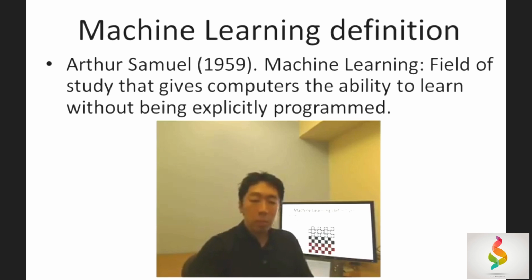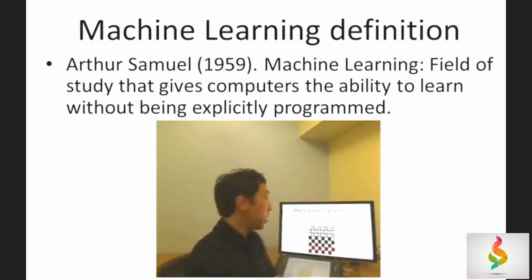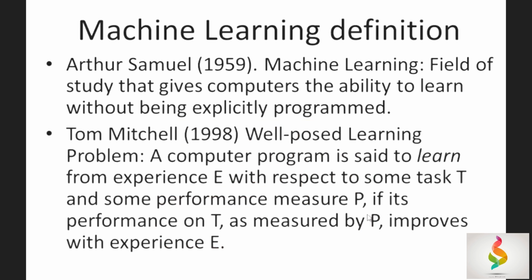This is a somewhat informal definition and an older one. Here's a slightly more recent definition by Tom Mitchell, who's a friend out at Carnegie Mellon. So Tom defines machine learning by saying that a well-posed learning problem is defined as follows. He says, a computer program is said to learn from experience E with respect to some task T and some performance measure P, if its performance on T as measured by P improves with experience E. I actually think he came up with this definition just to make it rhyme.